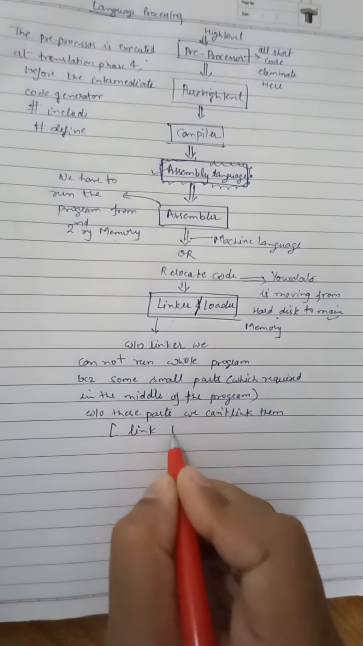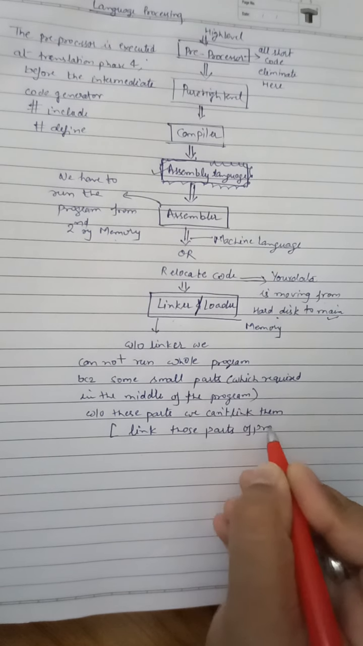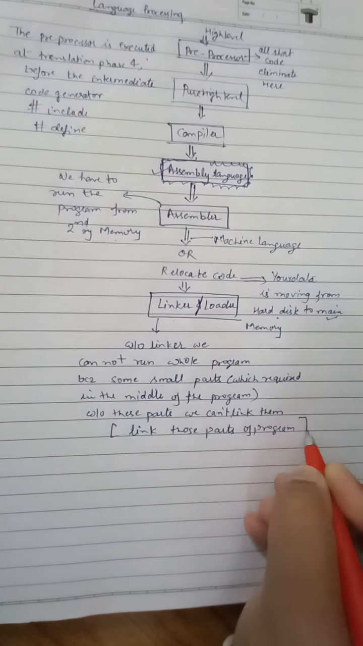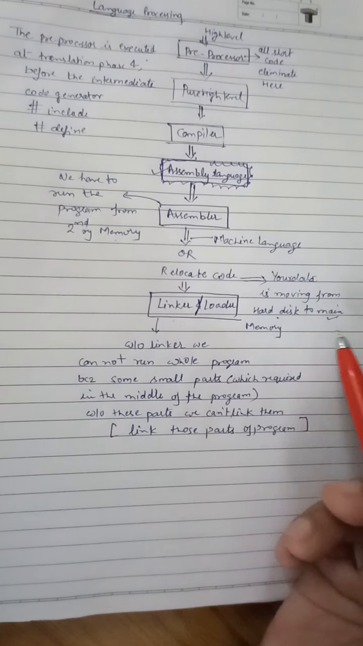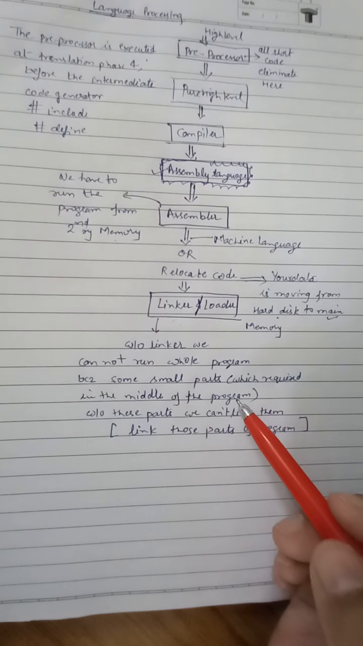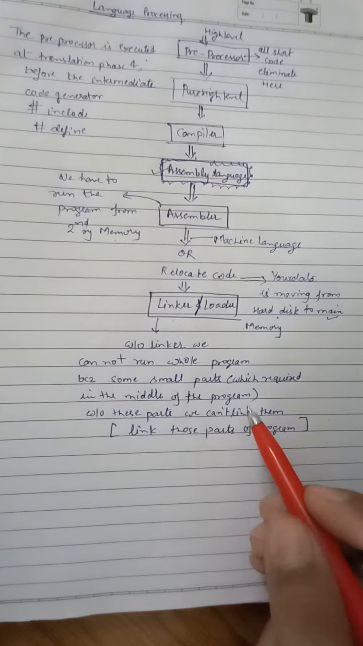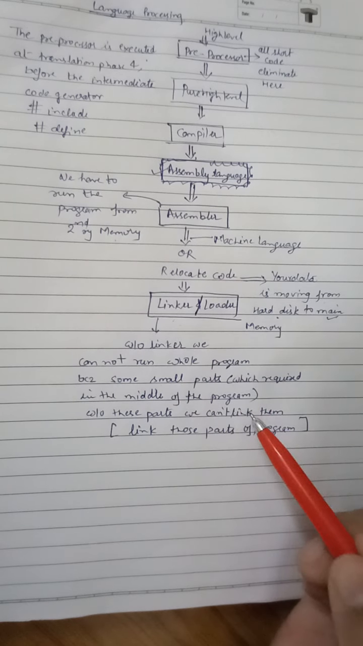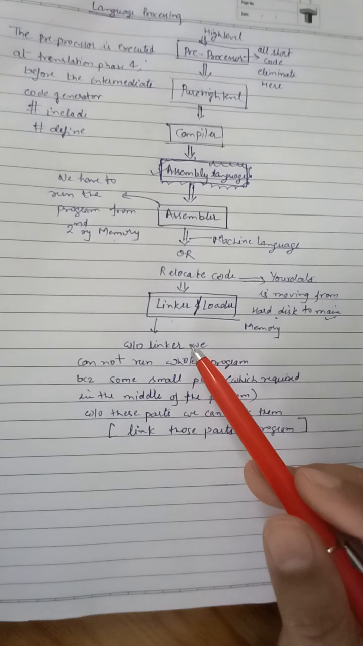This is the function of the linker. Without the linker we cannot run the whole program, because in a program many small parts are available which we require in the middle of the program. With the help of the linker only, we link those parts of the program when we are running it. That's why the linker is required.